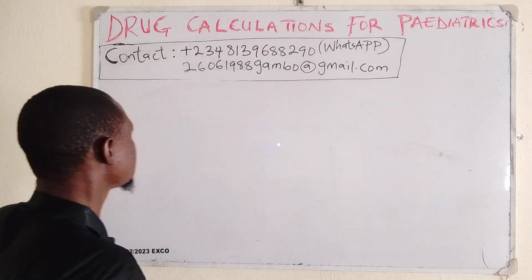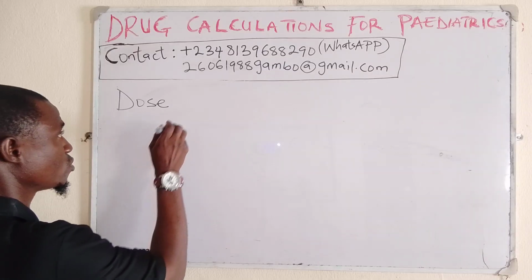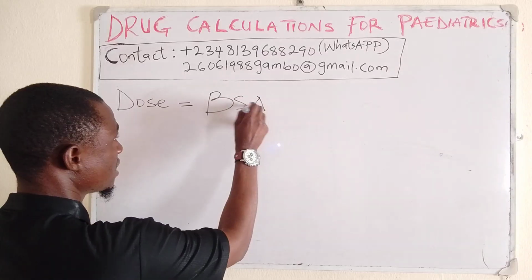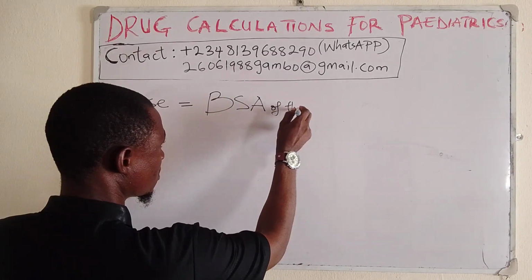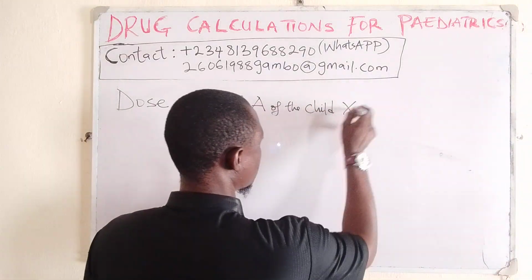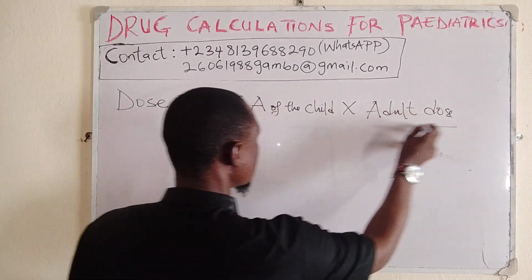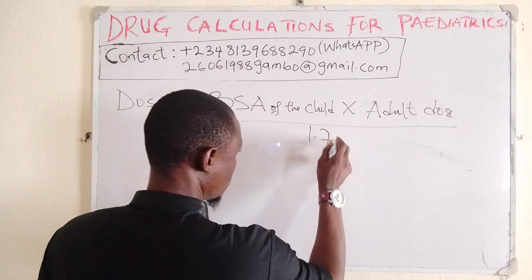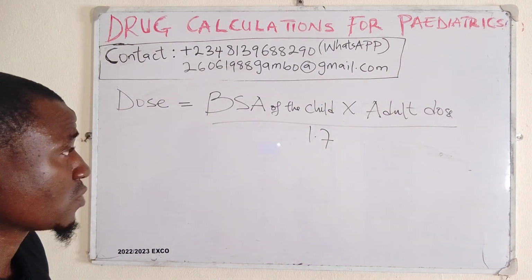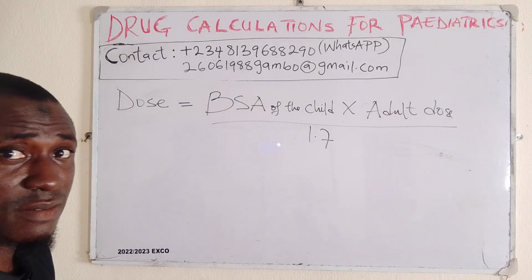Now, this is the formula. It says that dose, that is the dose of the drug that you want to administer, is equal to the body surface area, that is BSA, of the child multiplied by the adult dose over 1.7. So this is the rule or the formula you can use to calculate the dose of a drug to administer to a child using the body surface area of the child.